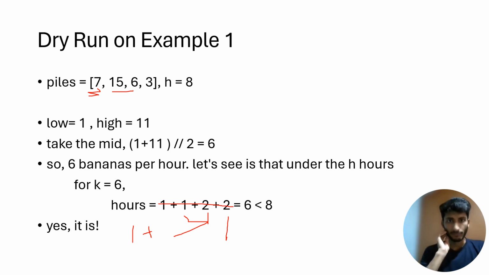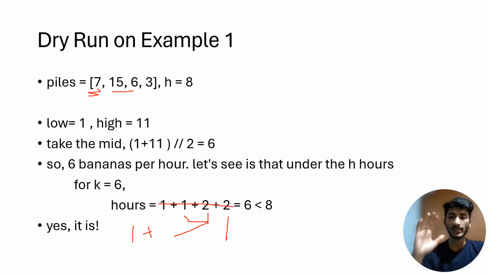So if I find out that 6 is the total number of hours it's going to take us to eat all the bananas, I want to make sure that it is our answer, right? Because maybe there can be a value of k which is even lesser than 6, and still I'm able to eat within 8 hours. Maybe I'll eat it within 7 hours or within 8 hours. So I have to find out the minimum possible value.